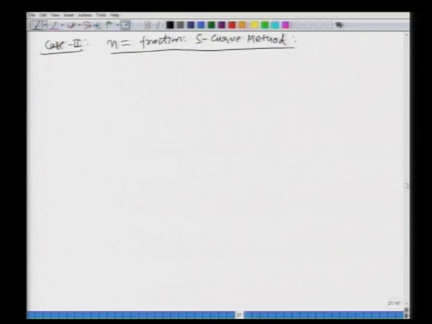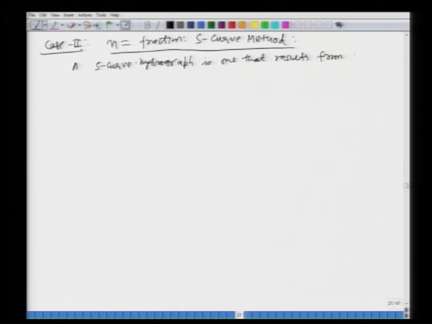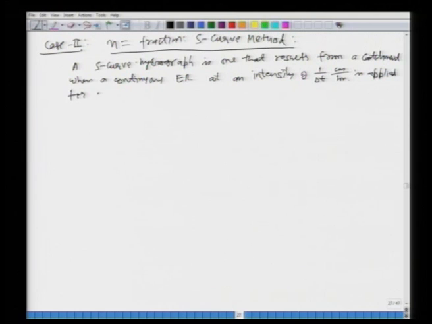So, let us look at what we are trying to do here. An S curve hydrograph is one that results from a catchment when a continuous effective rainfall at an intensity of 1 by delta T centimeters per hour is applied on that catchment, that is for an infinite period. We have seen that earlier.